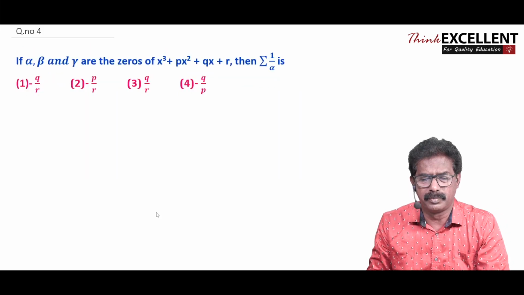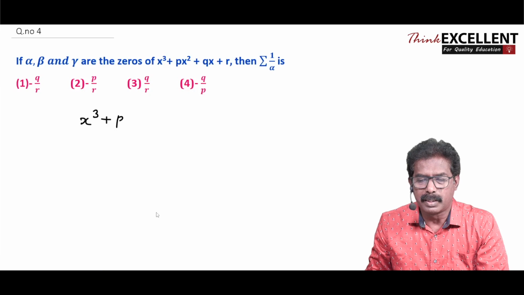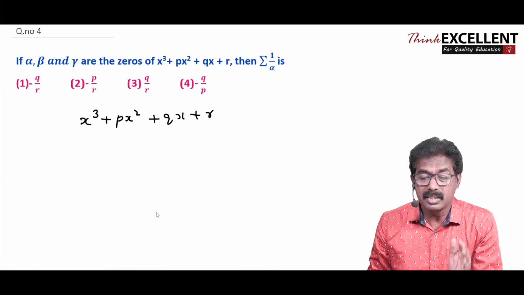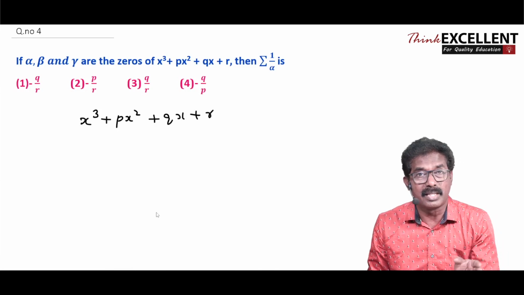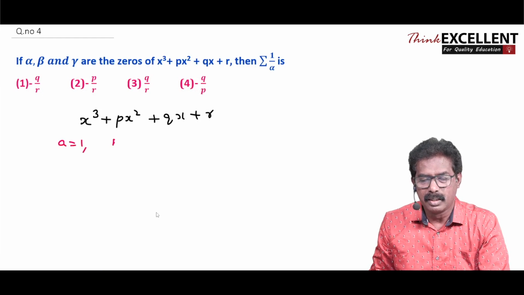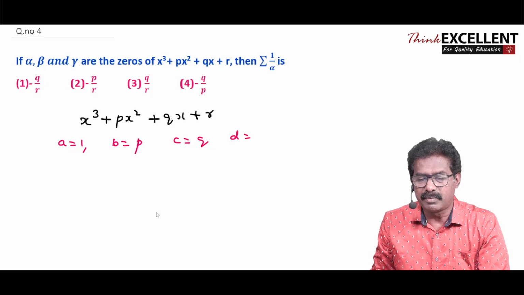Question number 4. Alpha, beta, gamma are the roots of this polynomial x cube plus px square plus qx plus r. So first compare, check whether it is in the correct order. Sometimes they may change the order, you have to be very careful on that. Okay, it is in the correct order. A value 1, B value P, C value Q, and D value R.